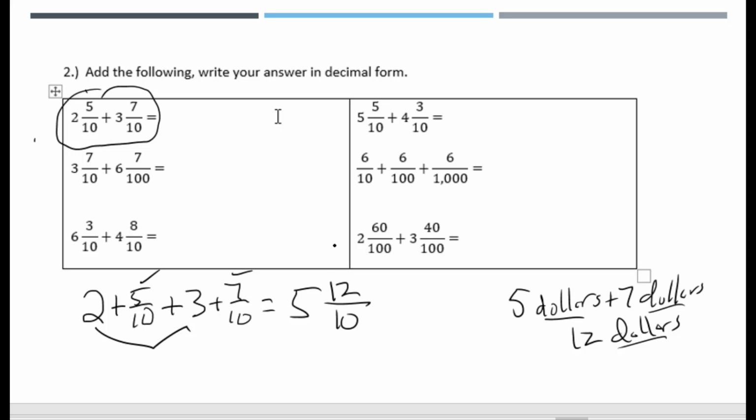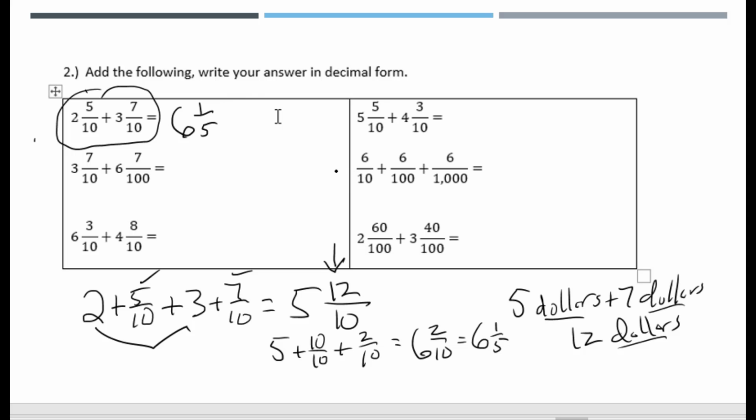Now this has to be regrouped because this is more than 1. So the way I look at it, it's kind of like this. Take 1 out, and what do I have left? So the answer would be 6 and 2 tenths. And 6 tenths, that's good enough, but it can be reduced to 1/5. So this is 6 and 1/5.